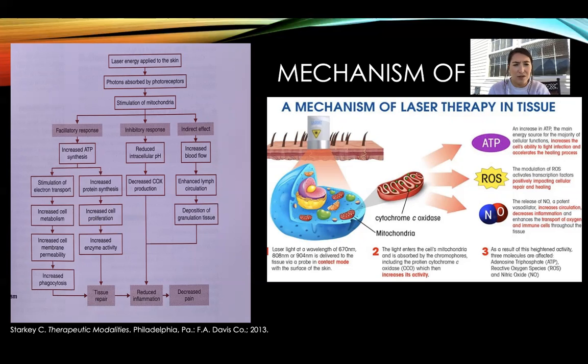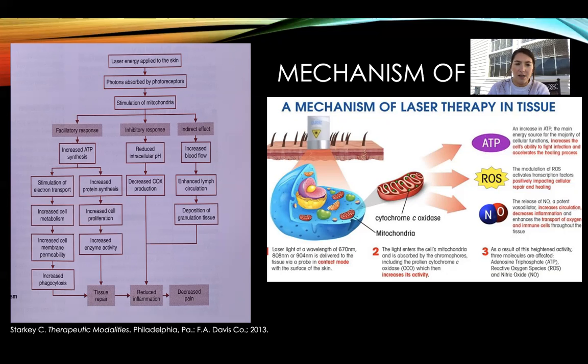It can have a facilitatory response, an inhibitory response, and an indirect effect. The facilitatory response is increasing that ATP synthesis, which can help ultimately with tissue repair. You can see kind of the steps that it takes to get there. It has the inhibitory response, so reducing intracellular pH and decreased COX production, helping to reduce inflammation. And then it can have the indirect effect of increasing blood flow, enhanced lymph circulation, and deposition of granulation tissue, which is reduced inflammation.